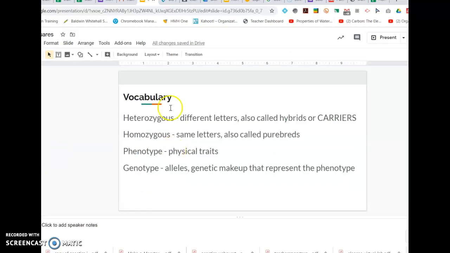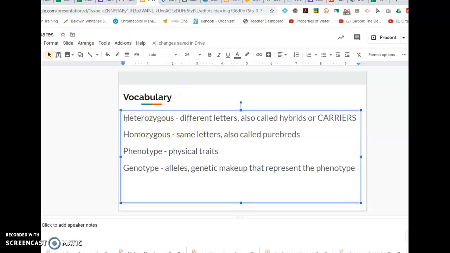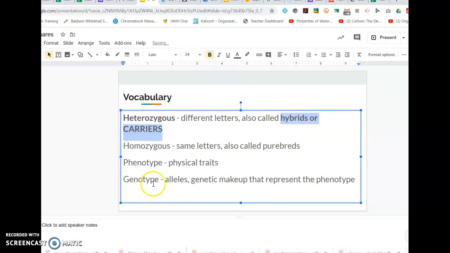Okay, so finally, just to review some other words you may hear. So you should already be familiar with the word heterozygous. Hetero means you're going to use different letters, but those are also called hybrids or carriers. So you're going to see the word carrier often, and those are heterozygous. So one big letter, one lowercase letter. The word homozygous means the letters are the same. They're also called purebreds. And those are going to be 2 capital letters or 2 lowercase letters.